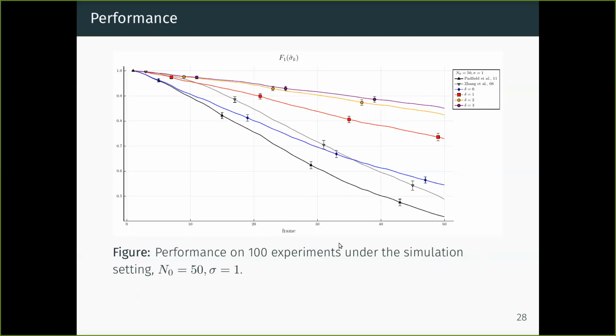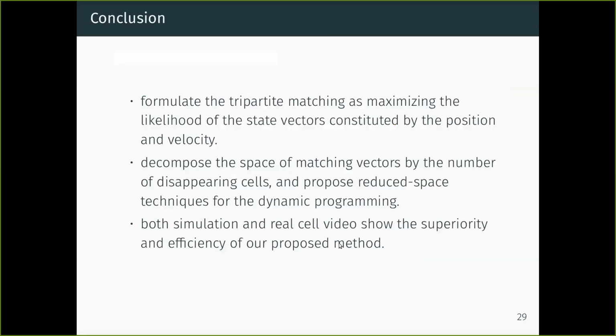More simulations can be found in our paper. In our conclusion, we formulate the tripartite matching as maximizing the likelihood of the state vector constrained by the position and velocity, and we decompose the space of matching vectors by the number of disappearing cells, and then propose reduced space techniques. Both simulations and real video show the superiority and efficiency of our proposed method.